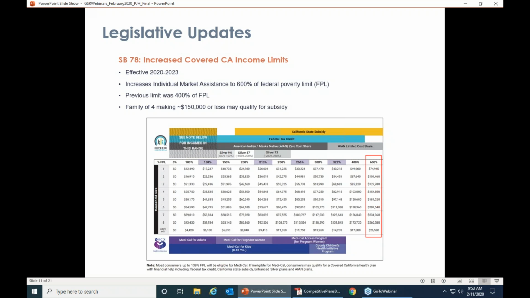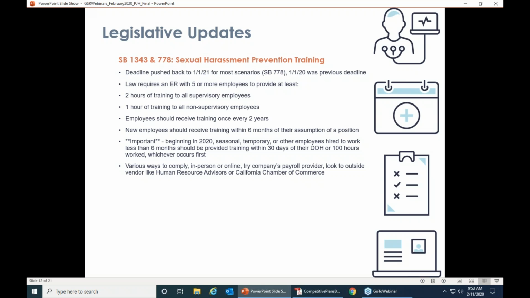That means somebody who makes up to $74,000 can now get a subsidized plan if you're a single person. For a family of 4, it's $154,000. You can get a subsidized plan. So those are significantly increased limits.